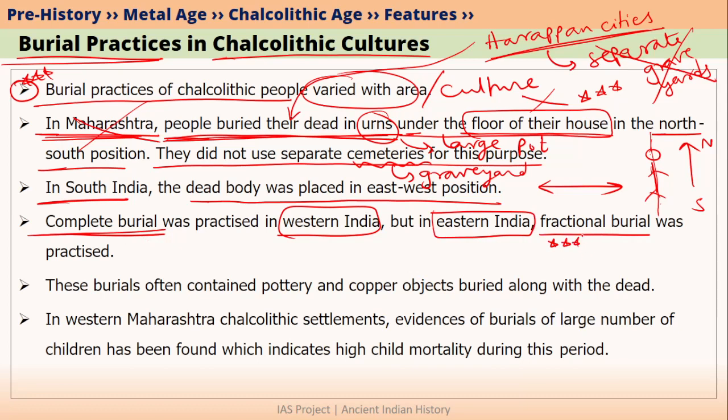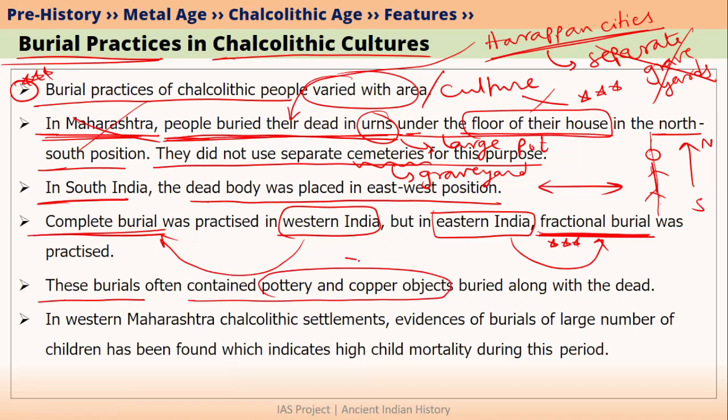In fractional burial, what happens is the dead body is placed outside, and then birds and animals generally come and eat the dead body. Afterwards, whatever bones are remaining, those bones are collected and these bones are buried. Such kind of burial practice is called fractional burial. So in Eastern India, fractional burial was practiced, whereas in Western India, complete burial was practiced. Moreover, these burials often contained pottery as well as copper objects. This was very similar to Harappan culture also.